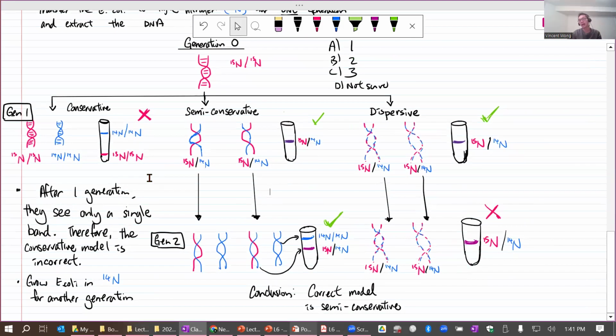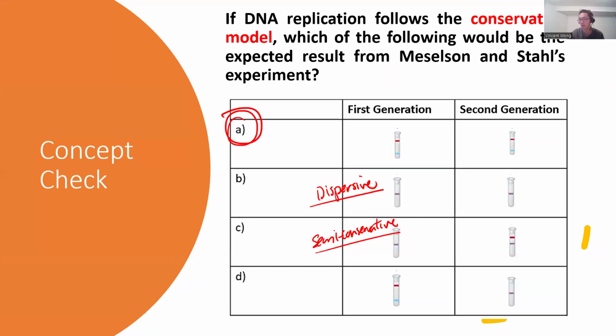I don't think I asked you more than one or two questions on this on the quiz or test. If you understand this one, you should be okay.